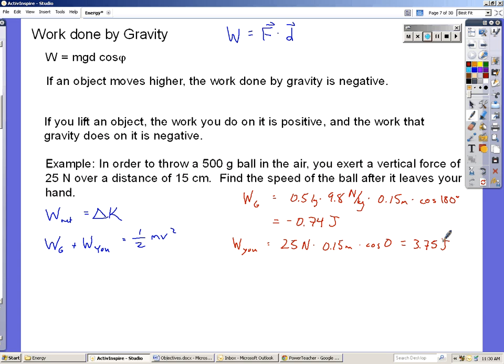So the idea here is that you are adding 3.75 joules of energy to the ball. And gravity is taking 0.74 of that away, which means that the net change in energy is 3 joules. And we can solve the equation and find that the speed of the ball works out to be about 3.5 meters per second.